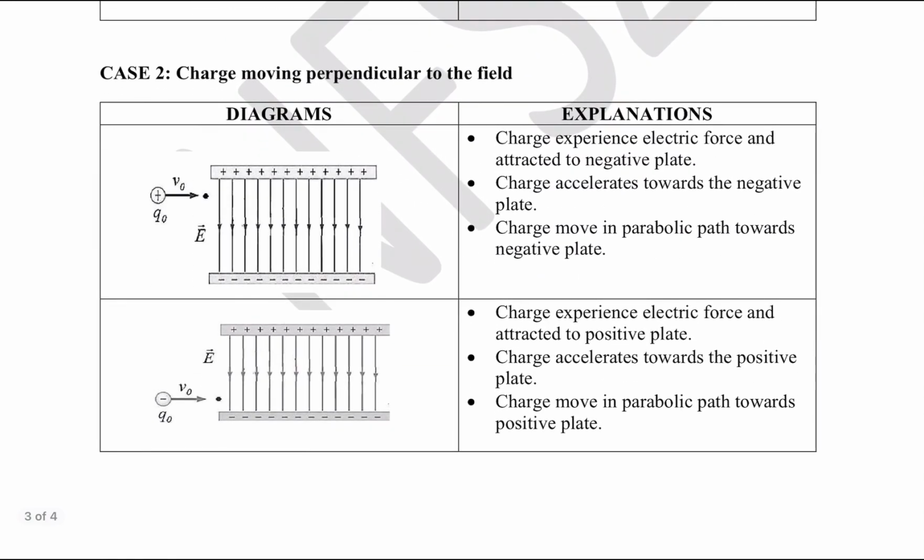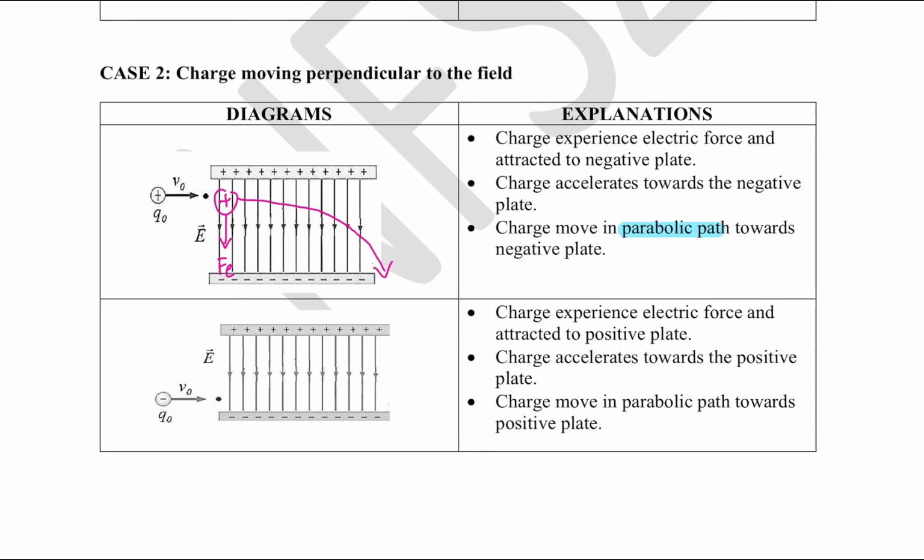Okay, so next kita ada charge moving perpendicular to the field. So, ni adalah field awak perpendicular 90 degree. So, we have a positive plate. So, bila positive charge ni masuk saja dalam field, dia akan experience electric force. Okay. So, bila electric force, because dia adalah positive charge, so dia akan bergerak macam ni. The path will be parabolic path. Parabolic path towards the negative plate.